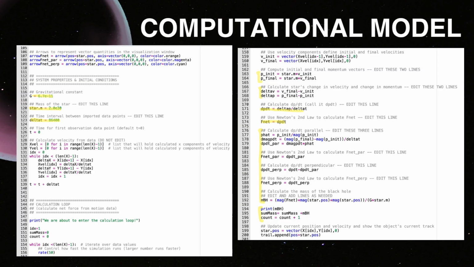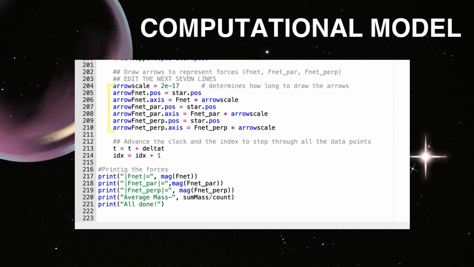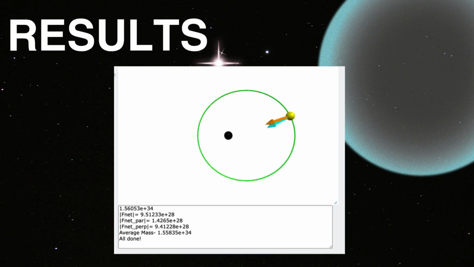Some things being the mass of the star, the time interval, and the initial and final momentum vectors, and also how to calculate dp over dt, and then Newton's second law, dp over dt parallel, and dp over dt perpendicular were also altered. And then here, I did have to edit these 7 lines to find fnet parallel and fnet perpendicular. And this was my result.